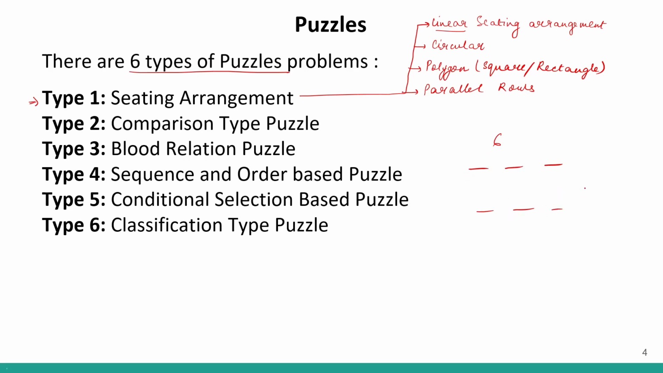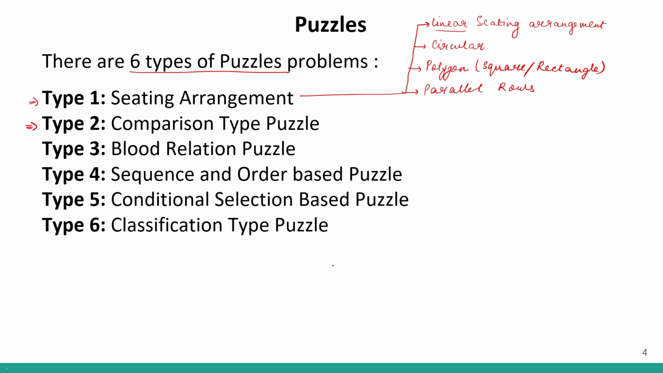Now, multiple conditions can be formed. They can be facing each other. They can be facing away from each other. Or they can both be facing the same side. So, multiple situations can be formed in seating arrangements. We have a separate chapter covering all the types of questions in seating arrangement that you can get in your competitive exams. Then we have type 2, which is the comparison type puzzle.